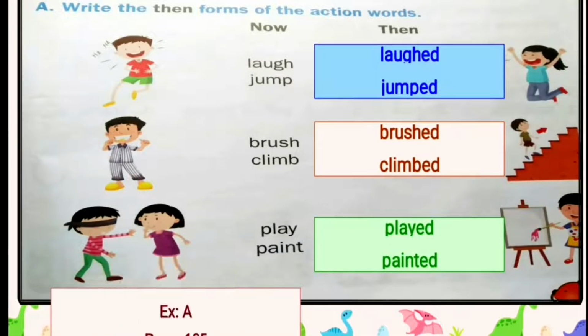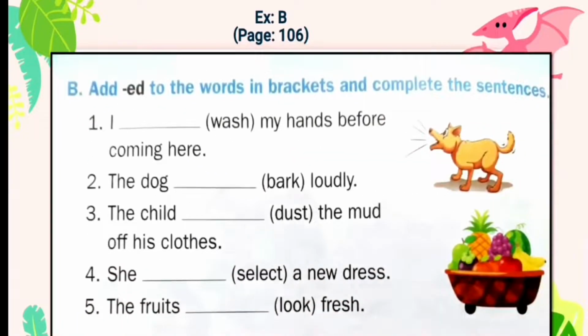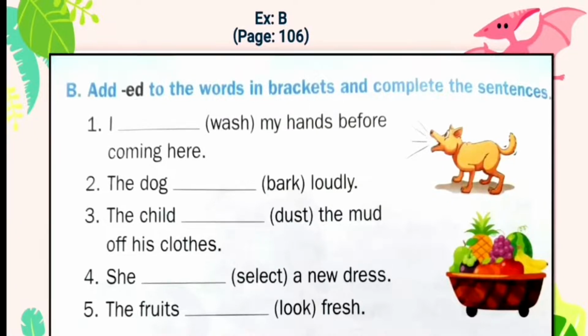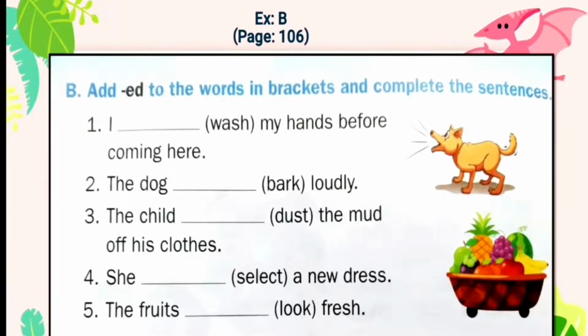Painted. Painted. Now let's go for exercise B, and let's read the instruction first. Exercise B: add ed to the end of the words in brackets and complete the sentences. In the bracket you can see the action word, and you have to add ed at the end of the verb and make it then. Okay, now it's in now form, but you have to make it then form.